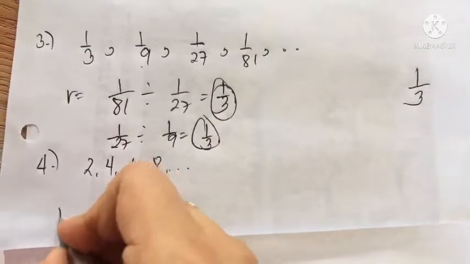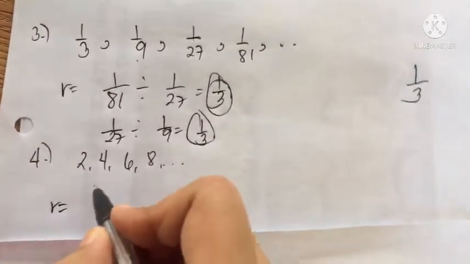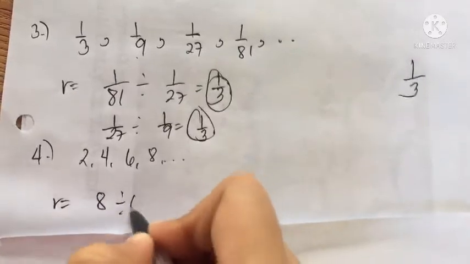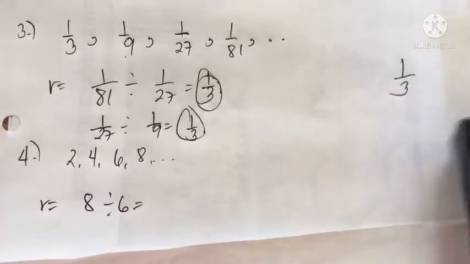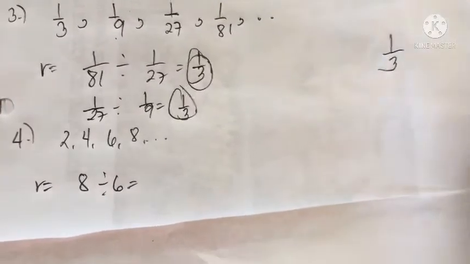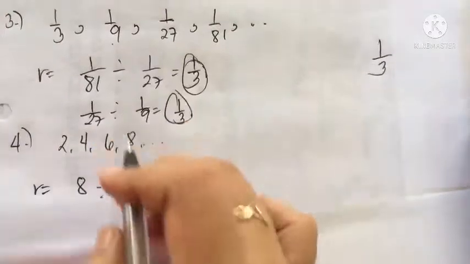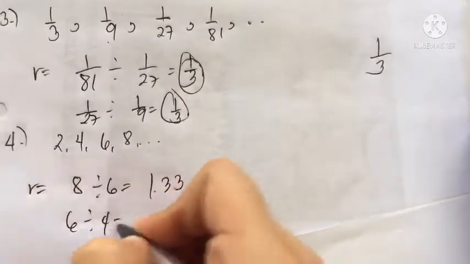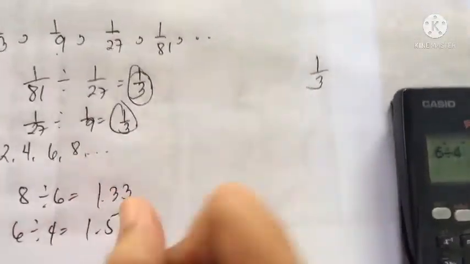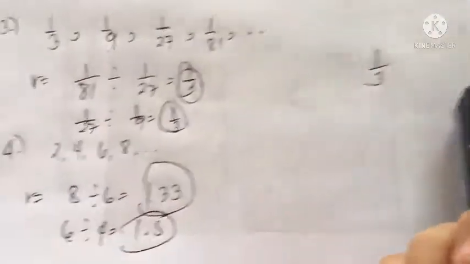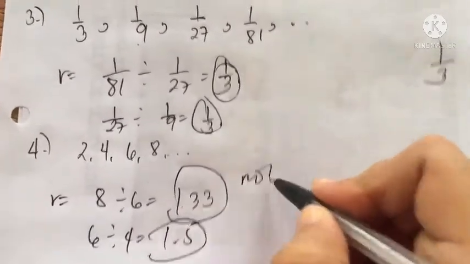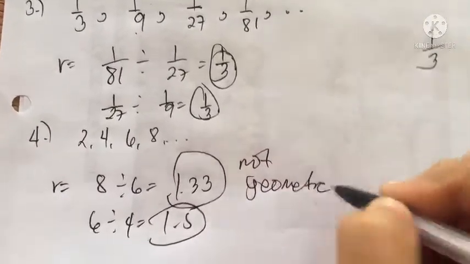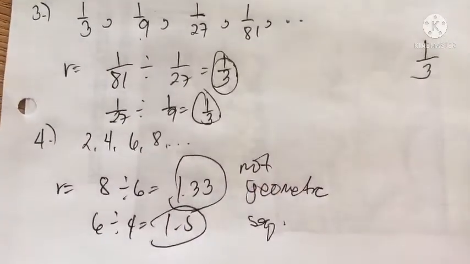Susunod. Subukan natin hanapan ng ratio. So, we have here 8 divided by 6. Ang sagot natin is 1.33. Ang susunod. 6 divided by 4, ang sagot natin is 1.5. So, dyan pa lang, makikita mo na wala tayong common ratio. Ibig sabihin, kapag wala tayong common ratio, it is not geometric sequence. Okay? Wala siyang common ratio.